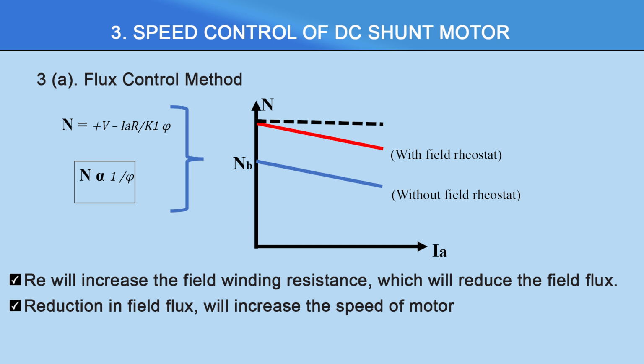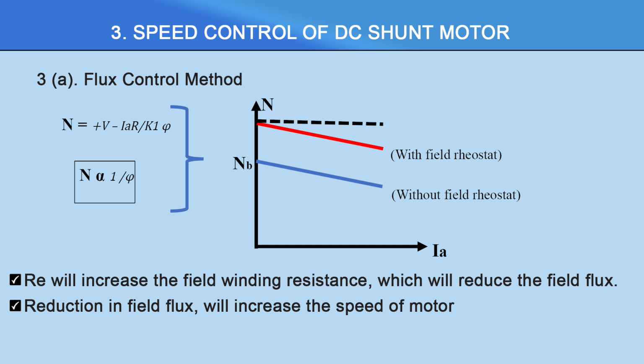And the second, with field rheostat, when we add a resistance in series with the field winding, what is happening? The field current is reducing, flux is reducing, and speed is increasing. That is why the complete characteristic curve has shifted from the blue line upward to the red line. So it is very clear that speed control of the DC shunt motor is possible by this method. The pattern of the speed characteristic will remain the same, but the speed will increase.